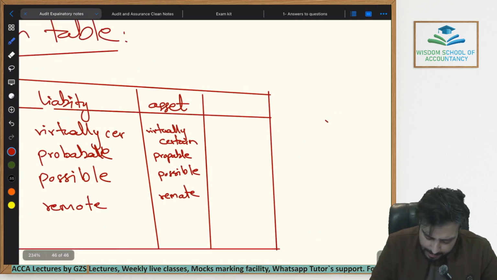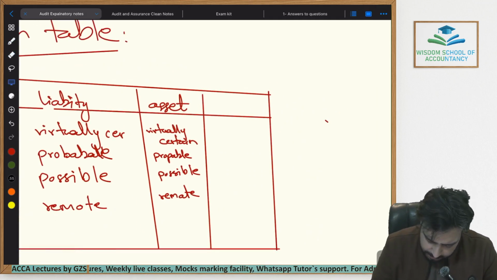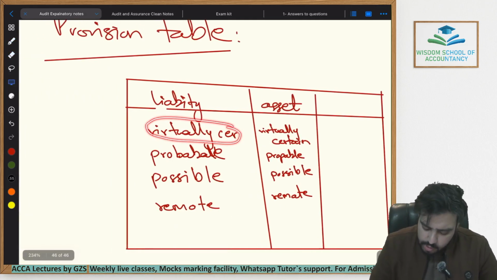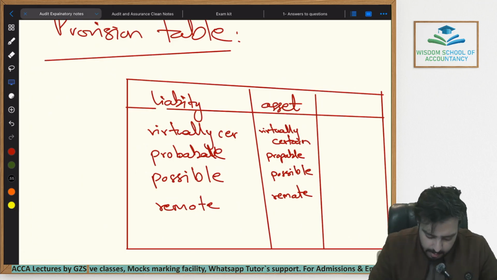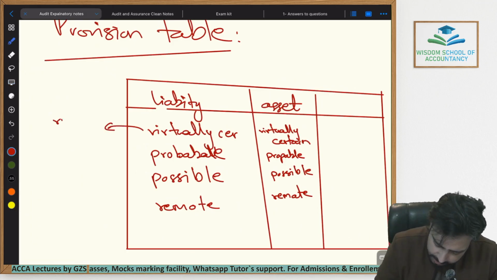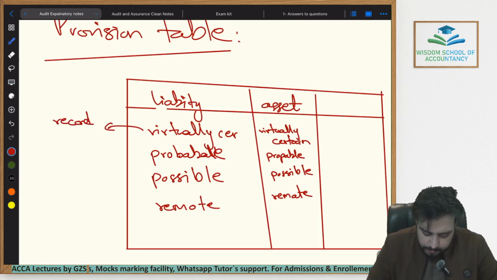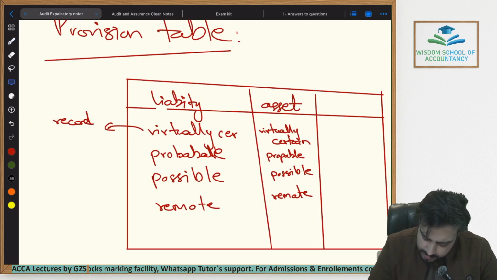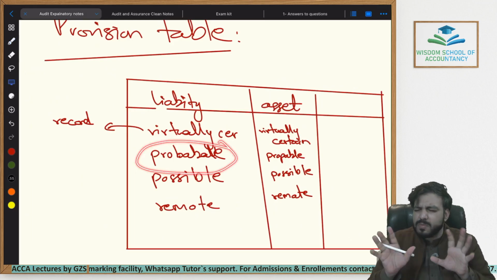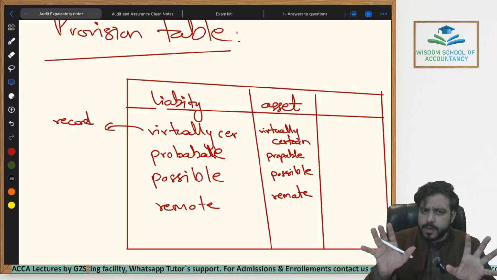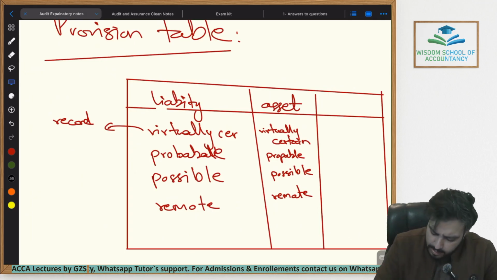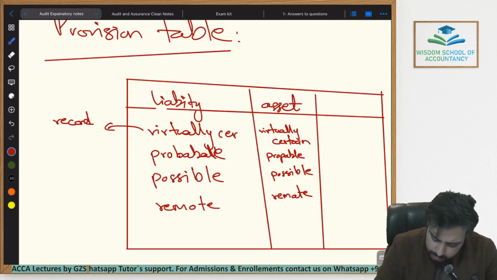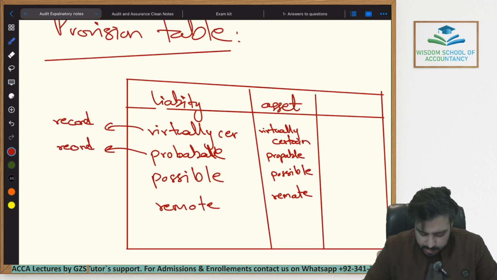Whenever we have a liability that is virtually certain that we will have to pay it, it is sure shot that we will have to pay it, we always record it as a liability. That is always recorded. Whenever we have a situation where it is probable, more than 80% chances that we will have to pay it, we are sure of it, but still not virtually certain, this means that again you have to record it as a liability, as a provision within the financial statements.